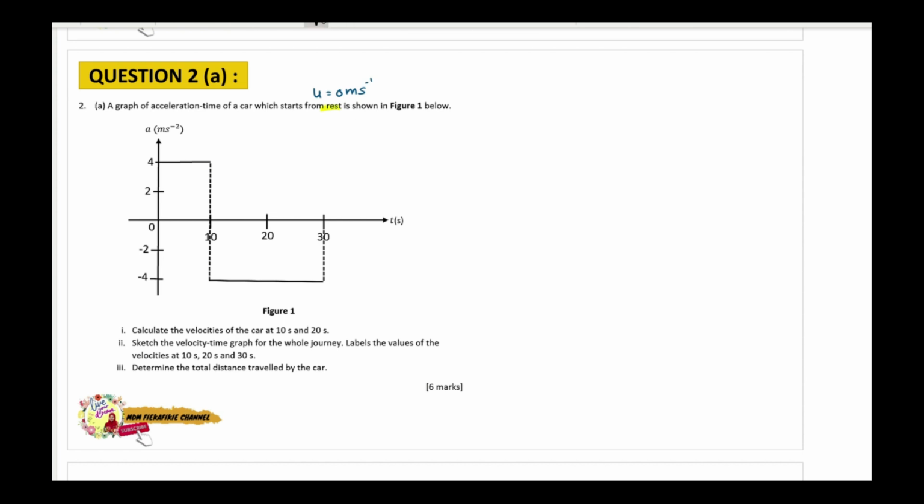Alright, so we start question number 1 here. Okay, so we can use equation, at t is equal to 10 second. So we can use equation v is equal to u plus at in order to find what is the velocity of the car at t is equal to 10 seconds. Okay, therefore v is equal to u is 0 plus acceleration at t is equal to 10 seconds. So we can see here at 10 seconds the acceleration is equal to 4. Okay, and T is 10. So V at 10 seconds is equal to 40 meter per second. Okay, so this is the answer.